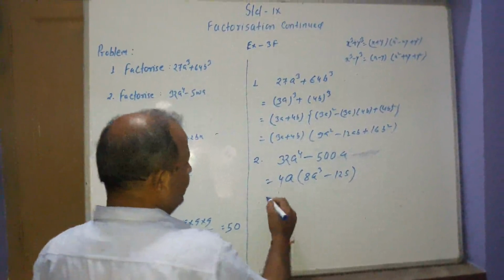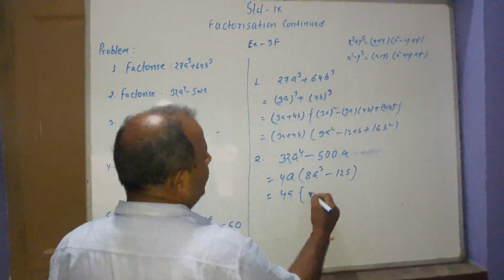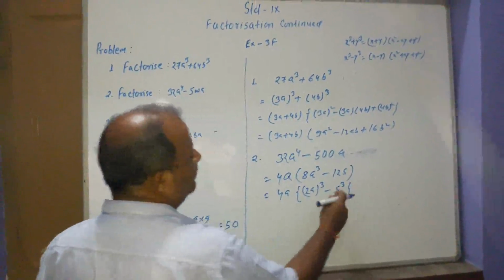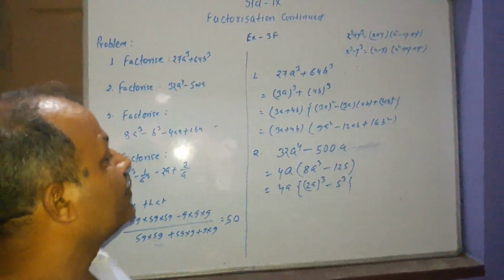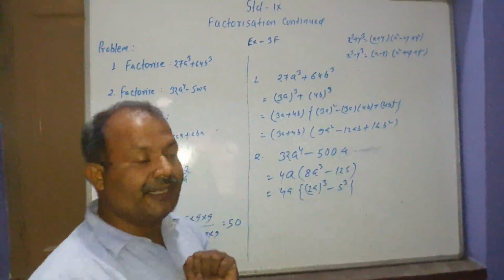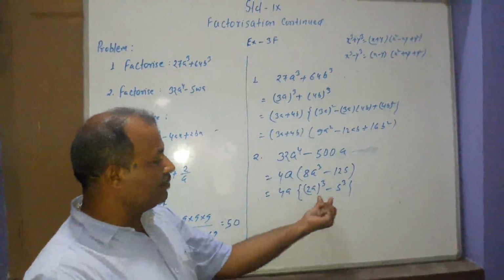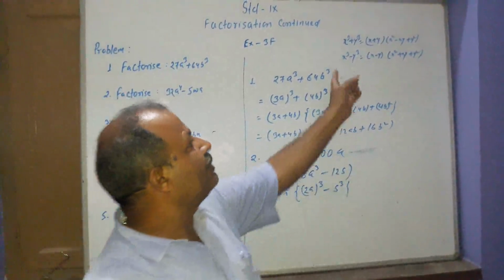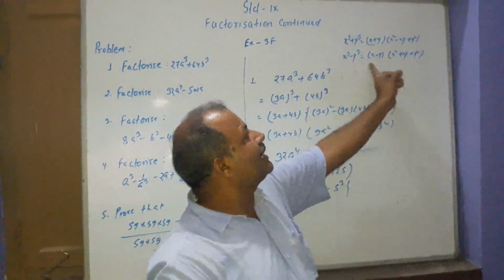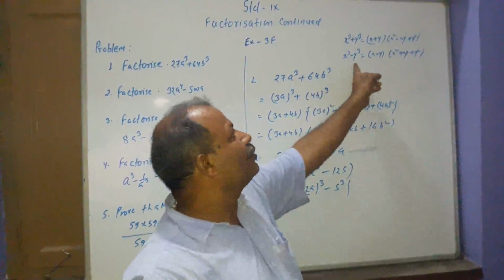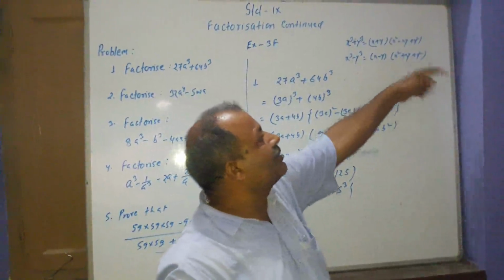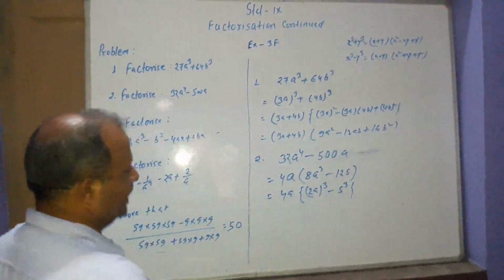Now, here this is the cube of 2a and this is the cube of 5. 5 fives are 25, 25 fives are 125. And therefore it is of the form a cube minus b cube. To factorize this, we will be in need of the second identity, which is x cube minus y cube is equal to (x minus y) into (x square plus xy plus y square).